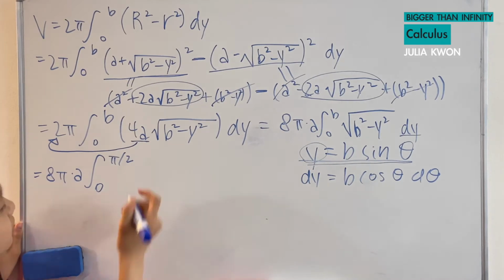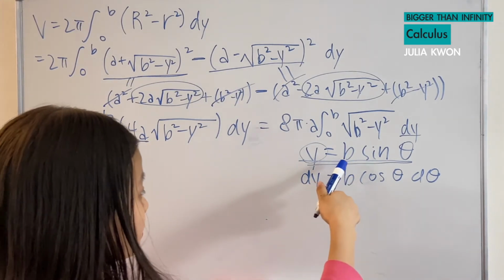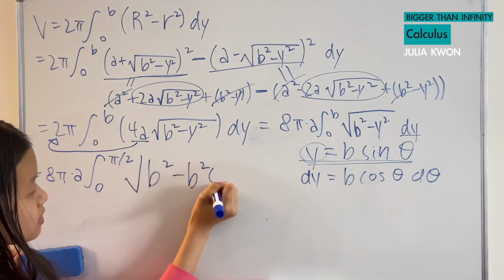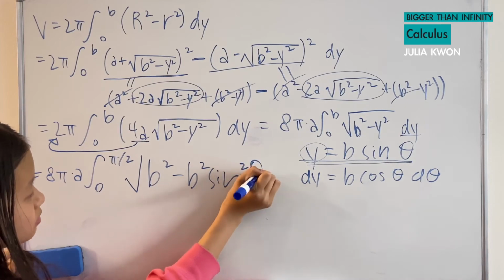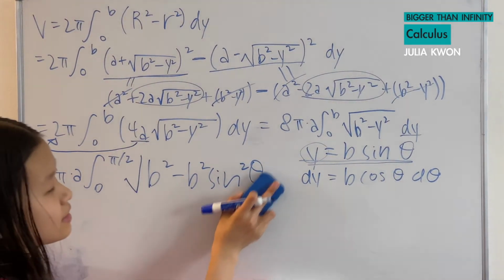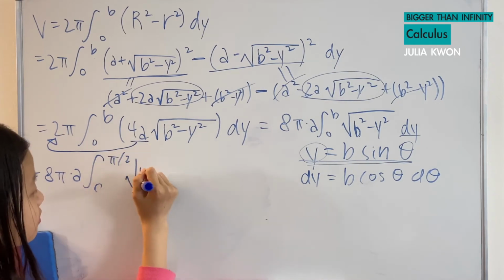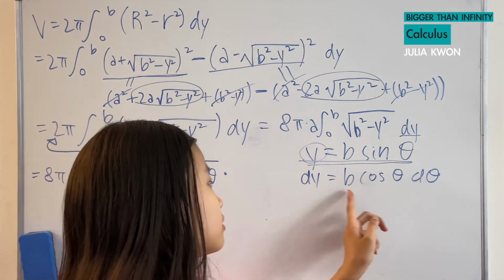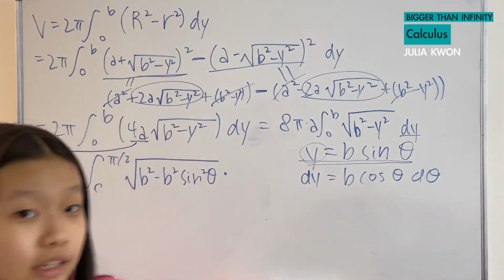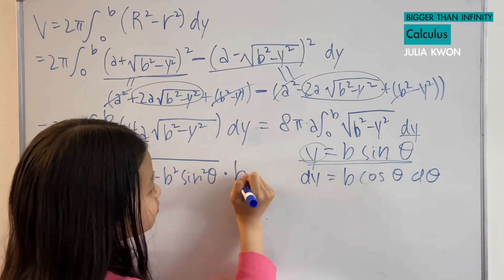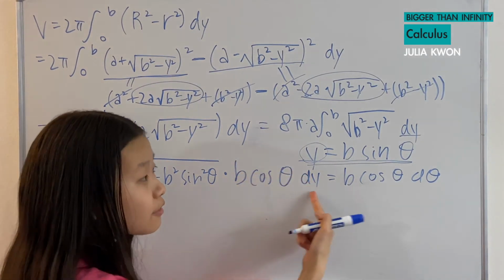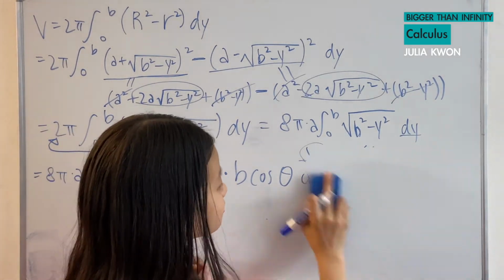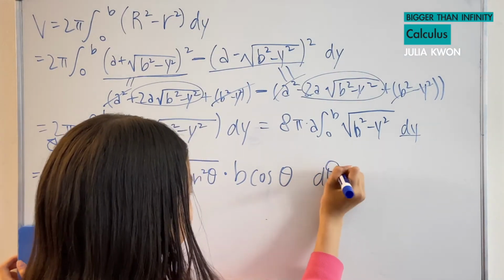And then after substituting b times sine theta into the y, we have b squared minus b squared times sine squared theta. And I don't have space, so I'm going to make this smaller. Times dy, which is equal to b times cosine theta d theta. Okay, it looks like I'm going to have to erase this too. Oh, I'm erasing so much. I'm going to get a bigger board soon. And all we had left was d theta.